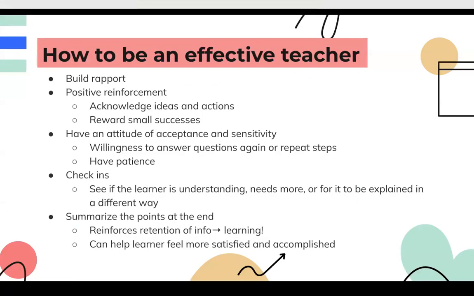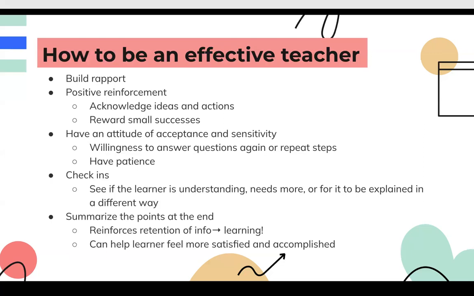To conclude section 4, I'll go over how to be an effective teacher. Being an effective teacher starts with building rapport and trust with your 2Ds. This is super important. Providing a safe and judgment-free environment and attitude can also help your 2Ds learn and feel comfortable with you. Using positive reinforcement to acknowledge ideas, actions, and small successes can also build their confidence. Having an encouraging, sensitive, and patient demeanor will also encourage your 2Ds to ask you questions.